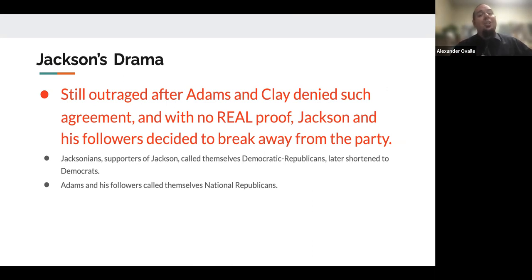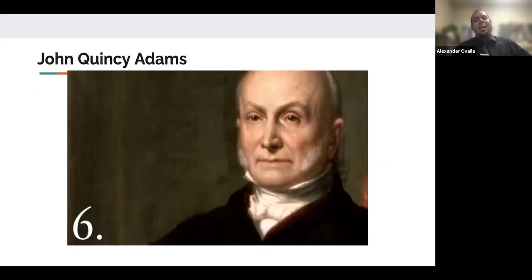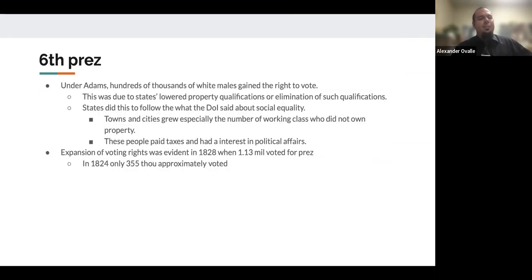They are called Jacksonians, supporters of Jackson, and they called themselves the Democratic Republicans, later shortened to Democrats. Adams and his followers called themselves the National Republicans. All these different words, different parties. That's John Quincy Adams. As sixth president under Adams, hundreds of thousands of white males gained the right to vote.